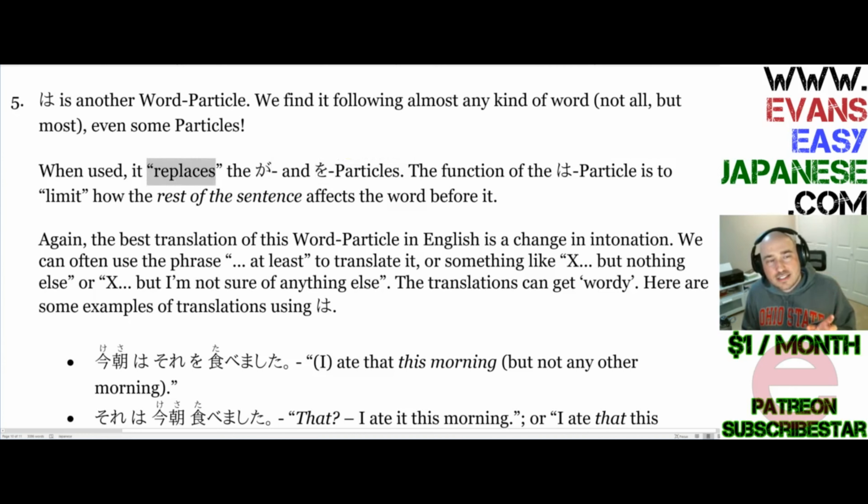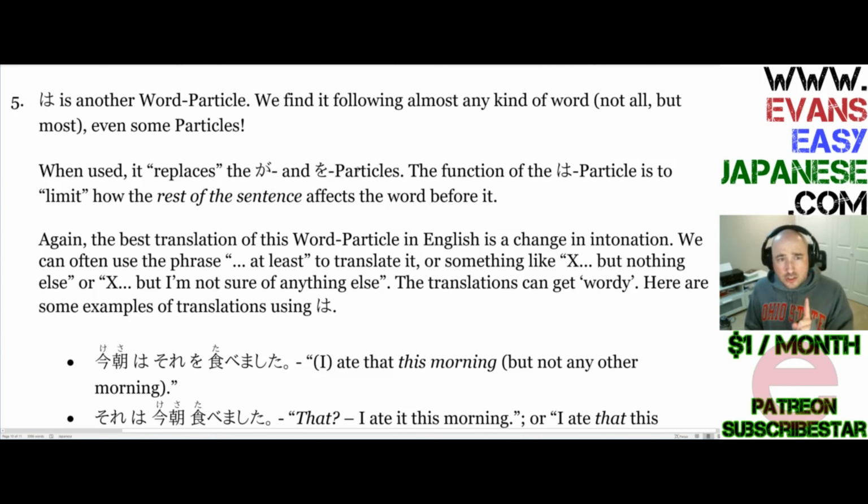I shouldn't say it replaces. Because honestly, you don't need a ga or an o particle. Remember how we talked about we don't actually need a ga or an o particle in the sentences. But from an English speaker's perspective, it looks like it replaces the ga and the o particle because we're used to reading sentences like watashi ga kore o taberu and stuff like that. So it looks like it replaces ga and o, but it doesn't really. It has its own special meaning.